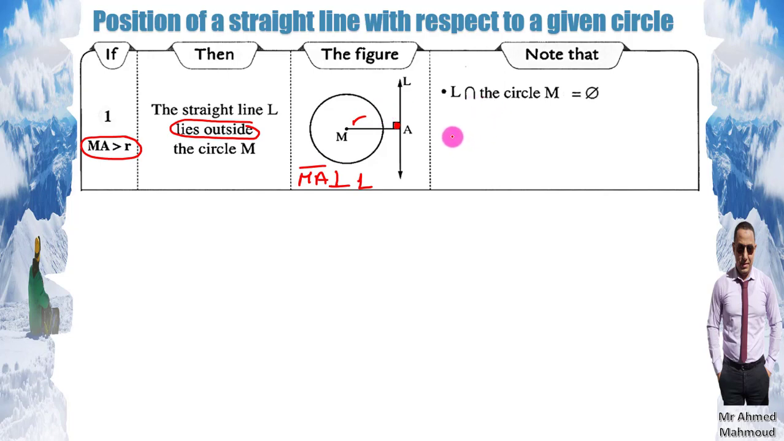Now, L intersect the surface of the circle M. What is the meaning of the surface of the circle M? The surface of the circle means the area inside the circle, plus, or the union with, the circumference of the circle. So again, children, we want to distinguish between two very important things: the circle and the surface of the circle.